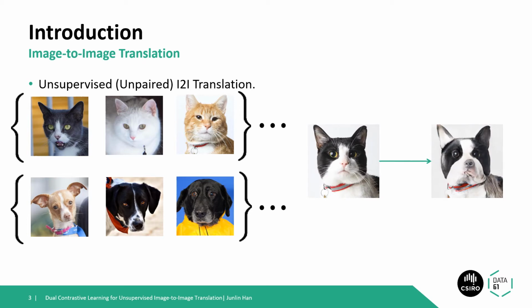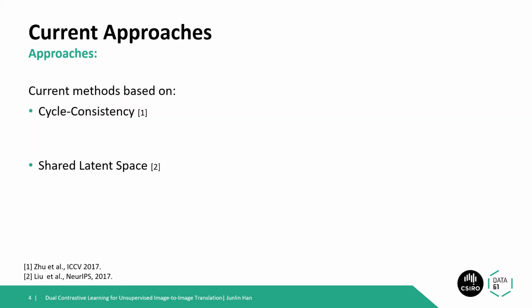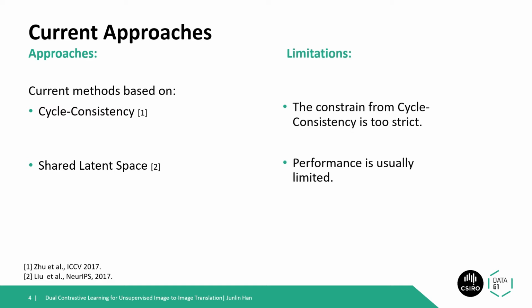Current methods for unsupervised image-to-image translation are mainly based on two assumptions: the cycle consistency assumption and the shared latent space assumption. They usually have some limitations and drawbacks. For example, the cycle consistency assumption forces the input image and its reconstruction to be identical, which is sometimes too strict and not good at performing geometry changes.